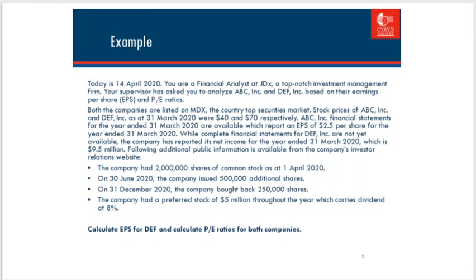The company had 2 million shares of common stock as at the 1st of April 2020. On the 30th of June 2020, the company issued 500,000 additional shares. On the 31st of December 2020, the company bought back 250,000 shares. The company had a preferred stock of $5 million throughout the year, which carries a dividend at 8%. Calculate EPS for DEF and calculate P/E ratios for both companies.